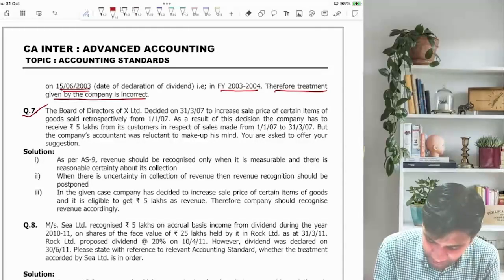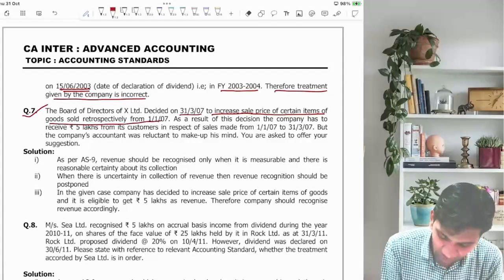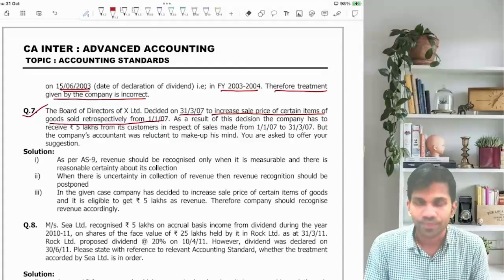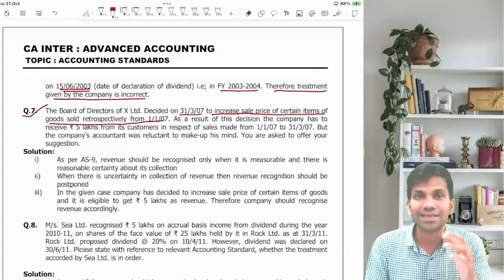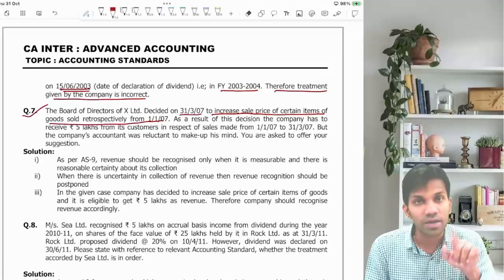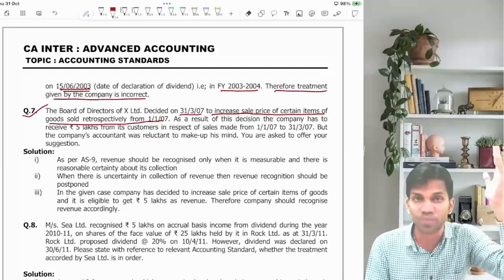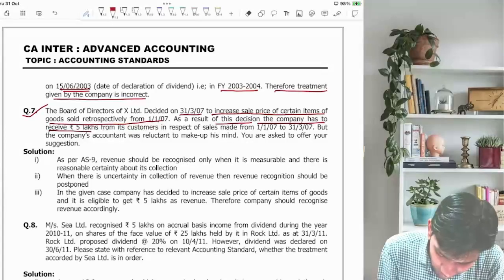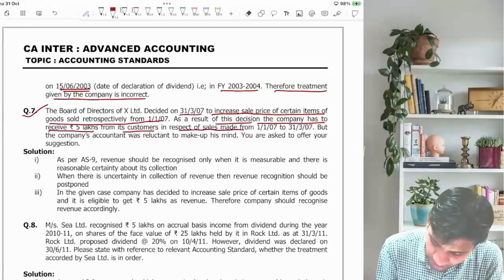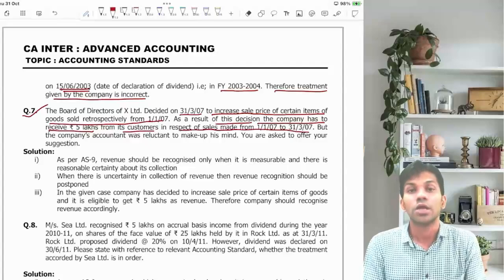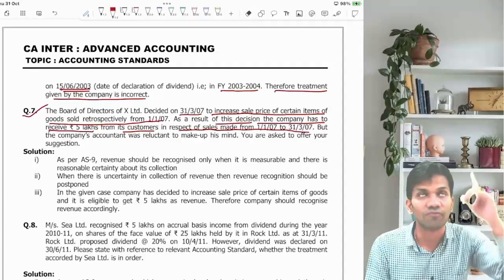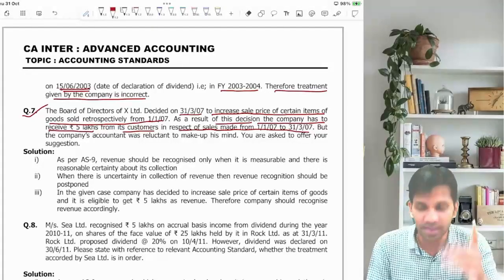The board of directors of X Limited decided on 31st March 07 to increase the sale price of certain items of goods retrospectively from 1st January 07. Again, the same illustration which we did in the first question in this video. On 31st March 07, the company decided to increase the sales price not from the current date but from 3 months back, retrospectively. As a result of this decision, the company has decided to receive 5 lakhs from its customers in respect of sales made from 1st January 07 to 31st March 07. Due to this price revision policy, the company is eligible to receive 5 lakhs from 1st Jan 2007 to 31st March 07.